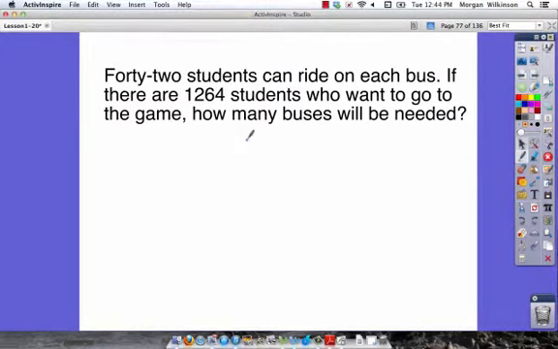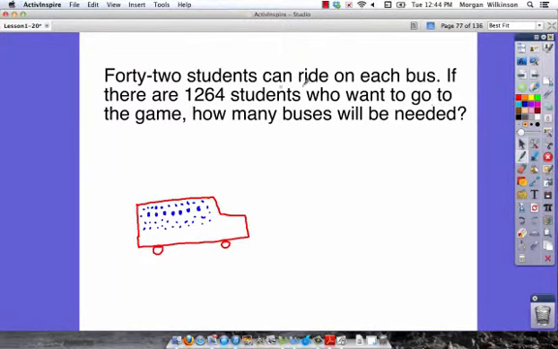Alright, our next problem. 42 students can ride on each bus, so we've got the same type of bus. Let's go ahead and copy our last bus in here. If there are 1,264 students who want to go to the game, how many buses will be needed? So now this time we know the total number of students, so we could draw out 1,264 dots total, and we need to figure out how many buses that would be required to put all those students into.